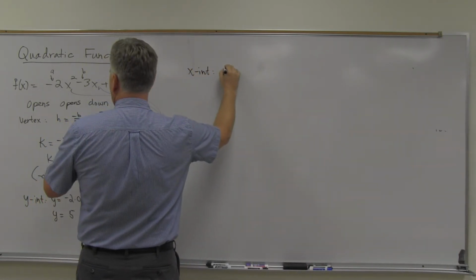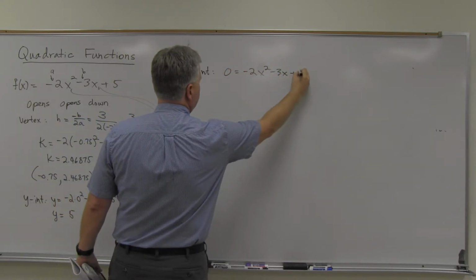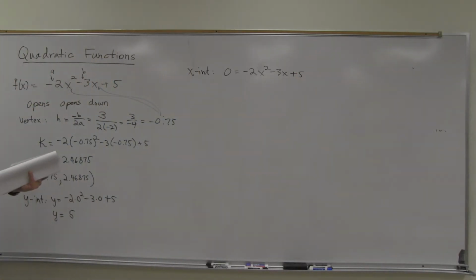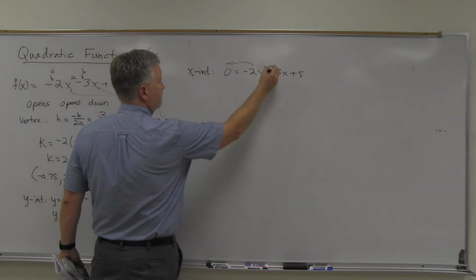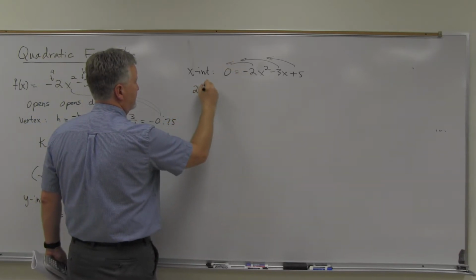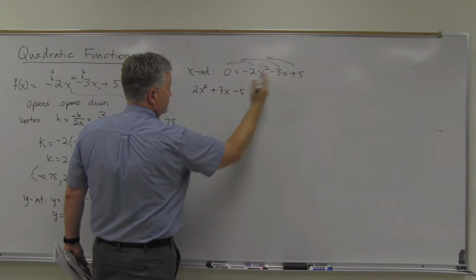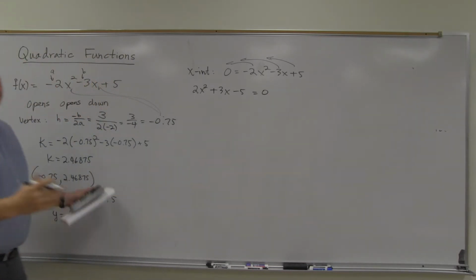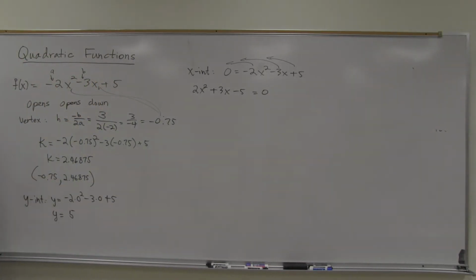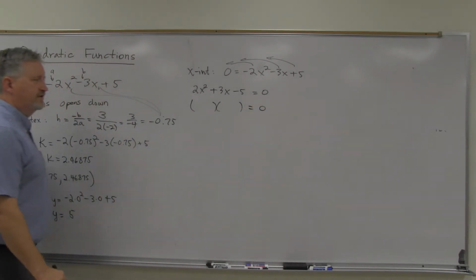For my x-intercept, I set y or f of x equal to 0. With the a being negative there, my suggestion is to move these terms over to the other side and make the x squared term positive, so it'd be 2x squared plus 3x minus 5, because I'd add the 2x squared, add the 3x, and subtract the 5. And then it's a little easier to factor. Most of these that I'm going to give you will be factorable. If not, use the quadratic formula.